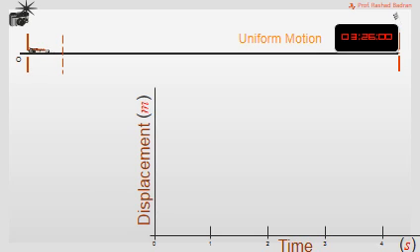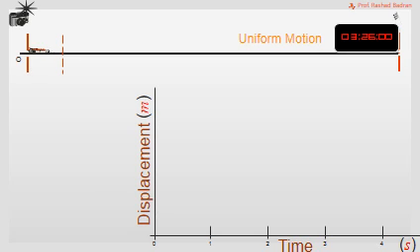Uniform motion may be classified into two types of motion: uniform motion with a constant velocity and uniform motion with a constant acceleration. In this presentation, we're going to demonstrate the uniform motion with a constant velocity.